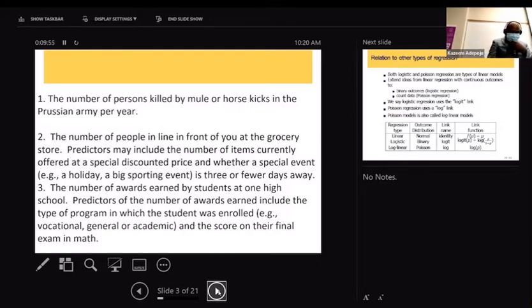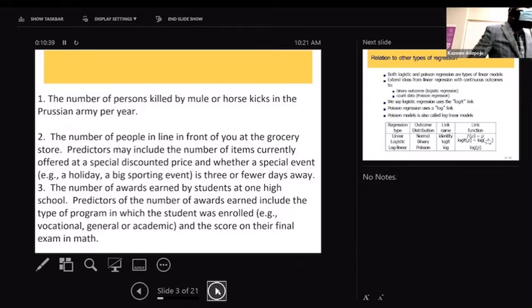Another example here is the number of people in line in front of you at a grocery store. When you go to a grocery store and you queue up, you have a lot of people in front of you. What do you think could determine that? Maybe it's a holiday period, or maybe the store offered discounts. I remember what happened on Black Friday, where the stores offered a lot of discounts, and that attracted a lot of customers. So the number of customers in front of you is count data.